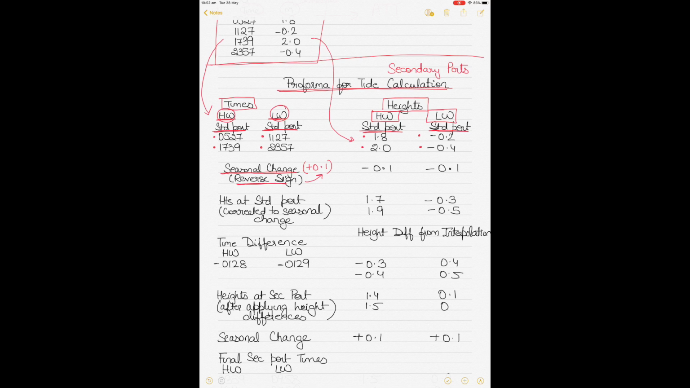So then it becomes 1.8 minus 0.1, which gives you 1.7, 2 minus 0.1, which gives you 1.9, minus 0.2 minus 0.1, which gives you minus 0.3, and again minus 0.4 minus 0.1 will give you minus 0.5. So now these are the new heights that we will be taking into consideration for our further calculations.